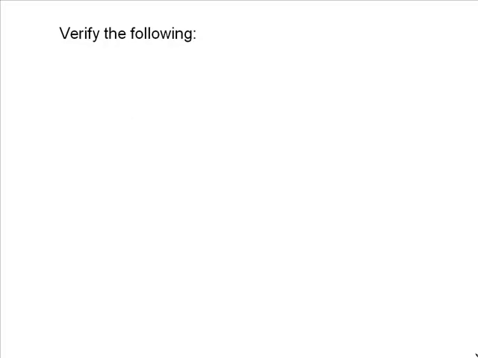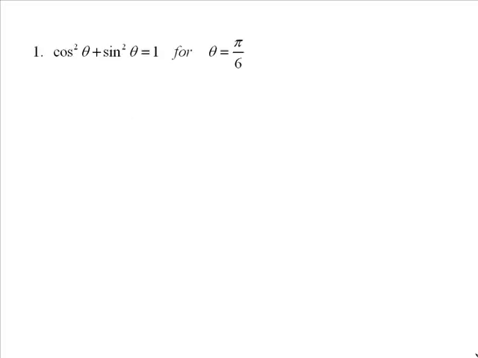So let's verify a handful of these. Number 1, the identity is cos squared theta plus sine squared theta is equal to 1. And we want to verify it for the value of theta equal to pi over 6. So we're going back to those exact values, the rads and the degrees, which we haven't seen that much in the graphing section. Pi over 6 is 30 degrees.